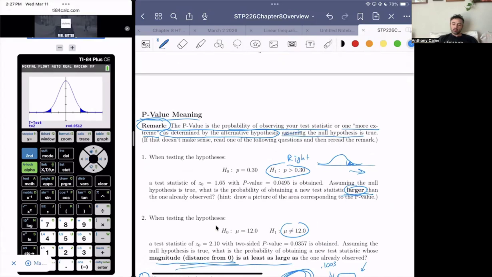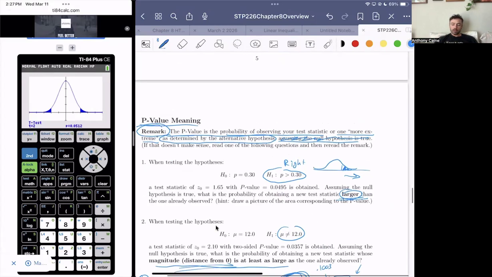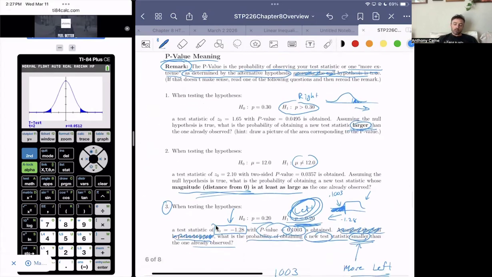Assuming the null hypothesis, again, you could just kind of cross that out. It's just saying that we have this curve, okay? That's what a p-value is. So all these phrases are doing.